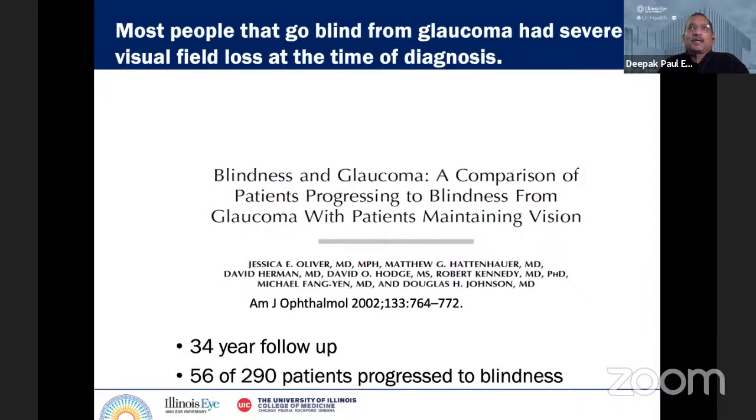If you look at this paper, this came out of the Mayo Clinic several years ago, in a very nice practice, a very well-known practice. In 34 years, under very good doctors' care, 56 out of 290 eyes of patients progressed to blindness.